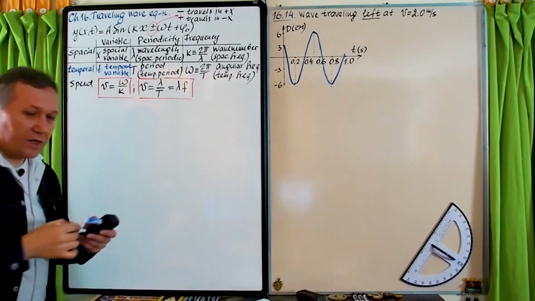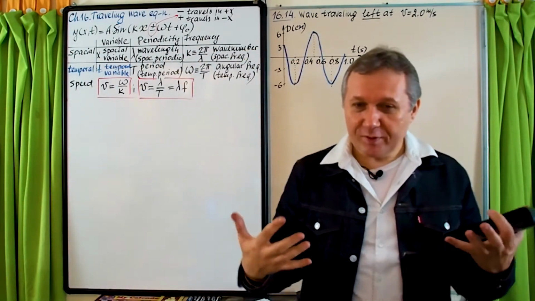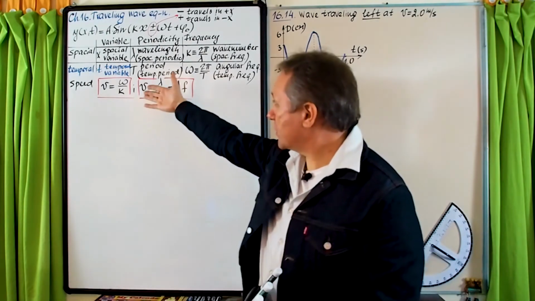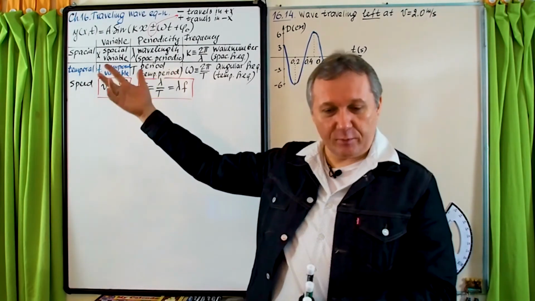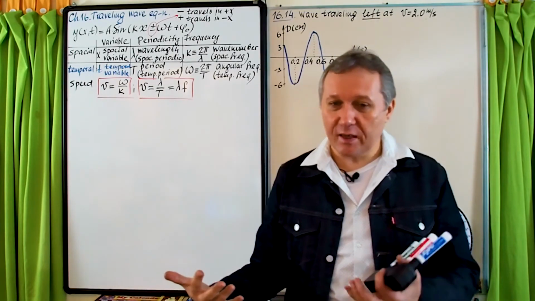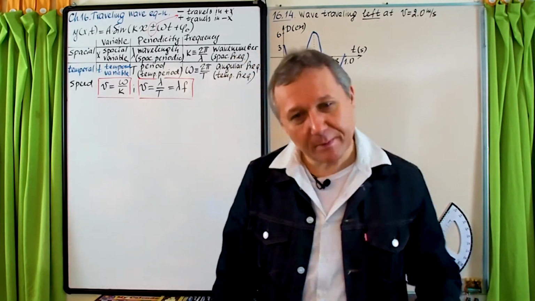So you see, basically, speed works as a bridge between spatial quantities and temporal quantities. So every time you see both of those quantities involved, temporal and spatial, you can look at the speed as a bridge between the world of spatial quantities and temporal quantities.